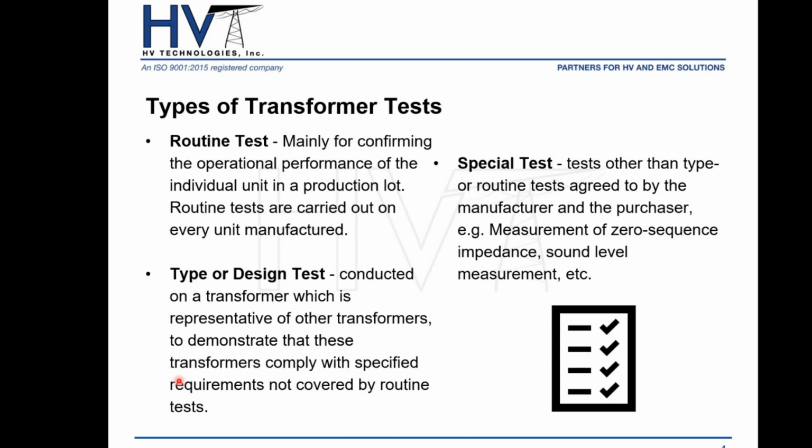And then there's also a group of special tests. These are other than type test or design test or routine test that sometimes the manufacturer agrees to do alongside the purchaser. Whether it's impulse testing or zero sequence impedance or sound level, it's just another battery of tests that can be agreed upon with the manufacturer or even solicited from the manufacturer.